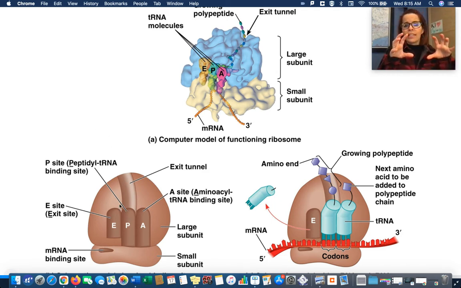Then the ribosome shifts again, and that causes the now empty tRNA to eject. So that's how it leaves. It exits right here. It is now an empty tRNA, and it gets recycled. Coolly enough, everything in the cell gets recycled.